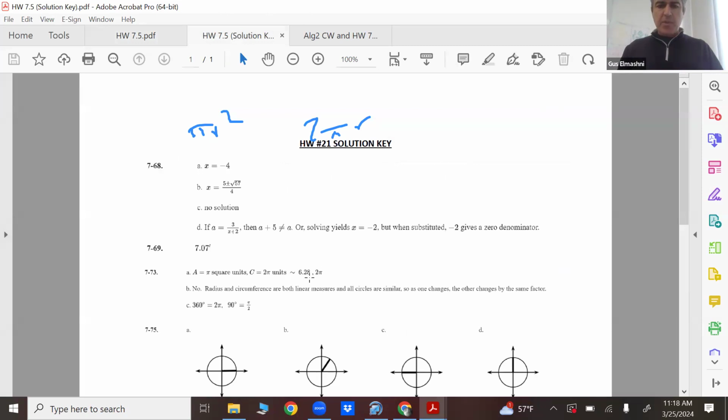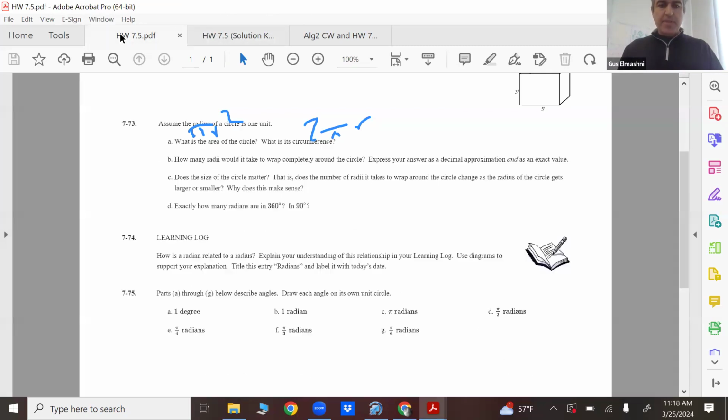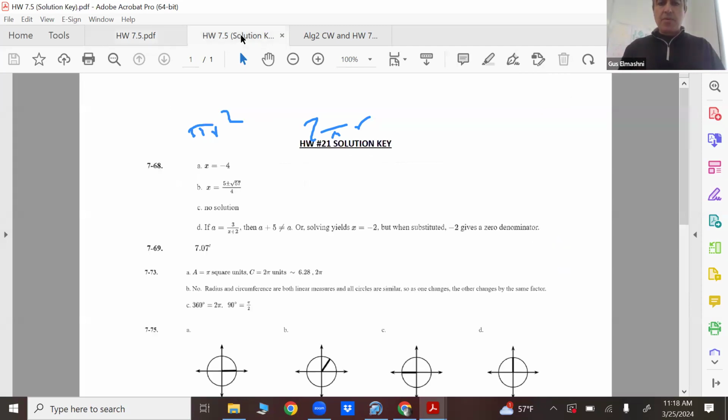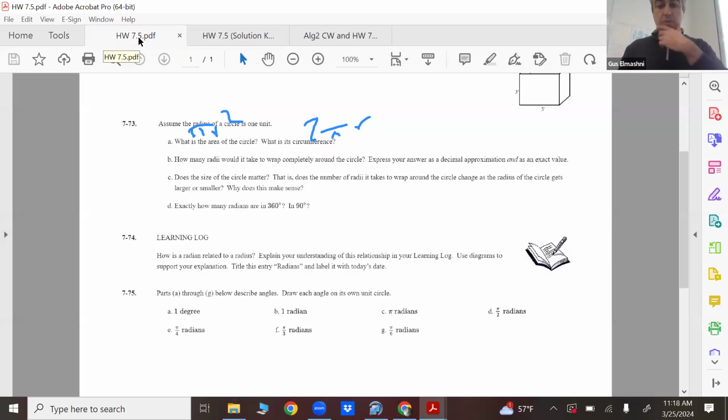Actually, they don't have the answer, which is kind of weird. Part B is actually part C, so it's kind of messed up a little bit. Does the size of the circle matter? No, because it's all proportional, right? So it does not matter at all. The circumference will always be 2 pi r. And 360 degrees is 2 pi radians. We talked about that already. And 90 is a quarter, so it's 2 pi over 4, or pi over 2.